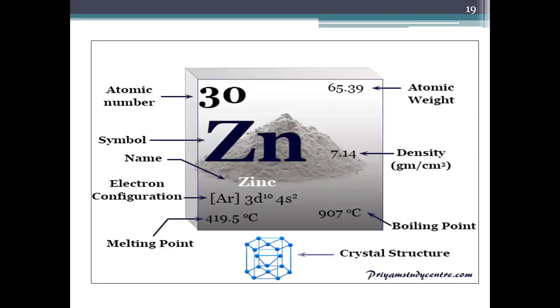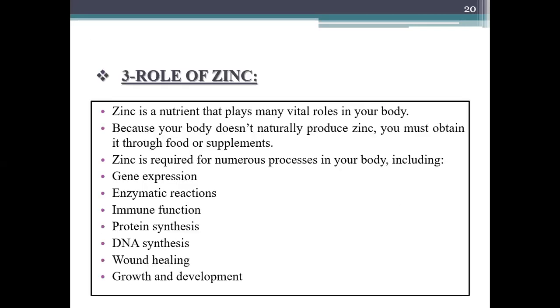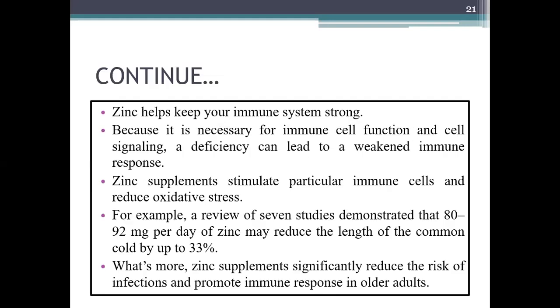The third most important essential metal is zinc. Zinc is a nutrient that plays many vital roles in your body, because your body doesn't naturally produce zinc. You must obtain it through food or supplements. Zinc is required for numerous processes in your body, including gene expression, enzymatic reactions, immune function, protein synthesis, DNA synthesis, wound healing, and growth and development.